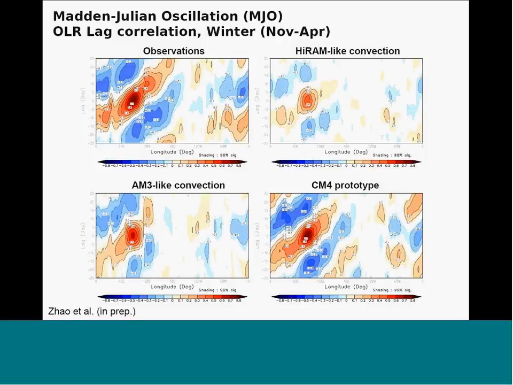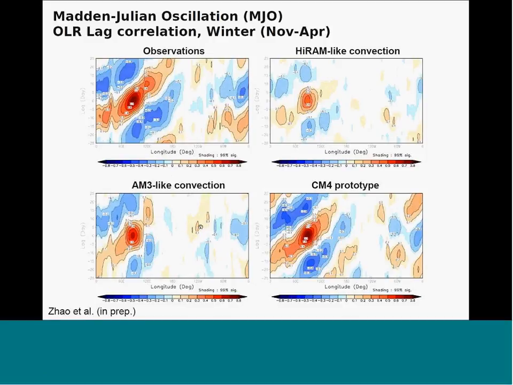Another aspect of variability that we're interested in is the MJO, the Madden-Julian oscillation, and those panels show the OLR-like correlation for the winter months, November through April. The first panel here shows the observations, and then the other 3 panels show various models. They're all coupled models, and the main difference between those coupled models is the treatment, the formulation of the convection. In HiRAM-like, we have a convection that is similar to what was in the original HiRAM model.